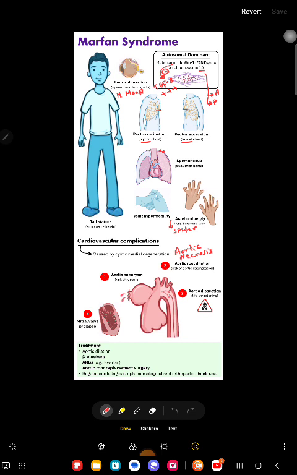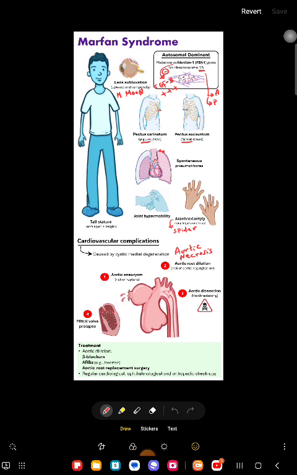So he may ask you this in your MRCP exam: what is the most common cause of death in people with Marfan syndrome? It's aortic dissection. And he may ask you also why people with Marfan syndrome should have regular cardiac follow-up to rule out these complications. And there is also a valvular abnormality, which is mitral valve prolapse.